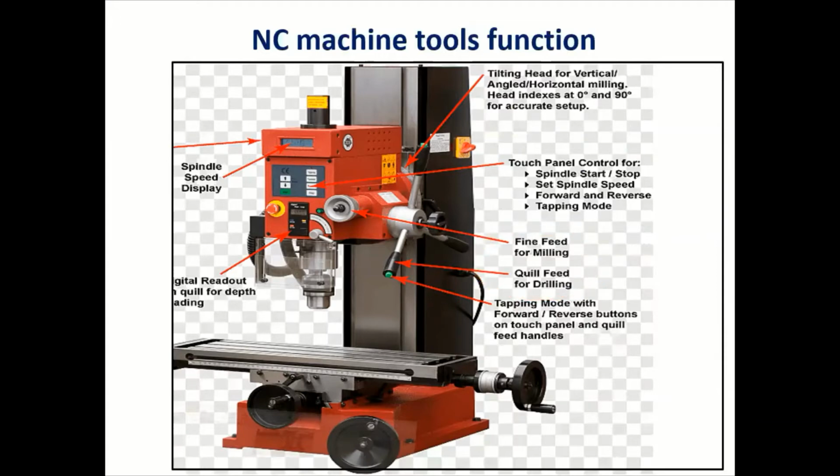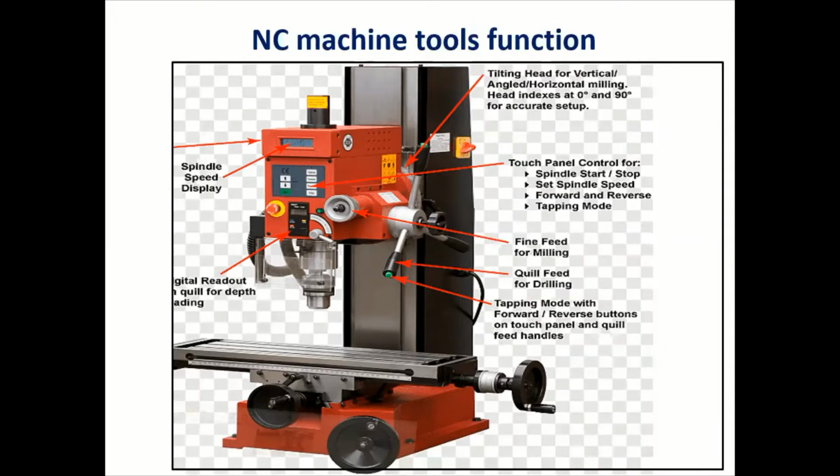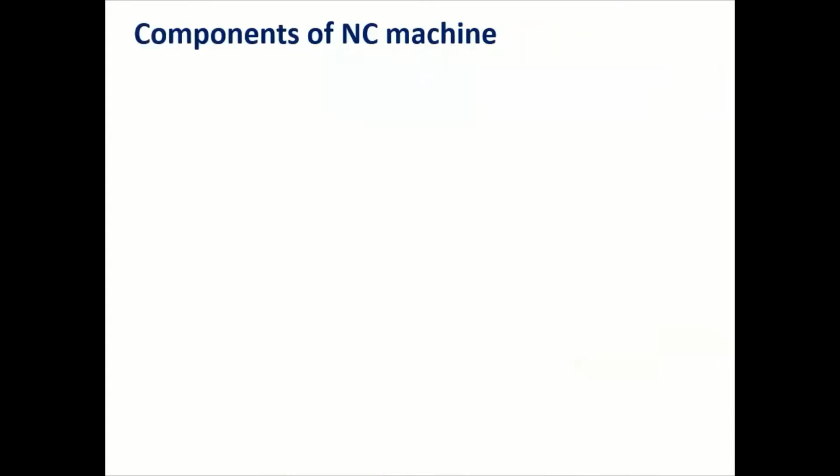Fifth, even changing the tools, but this function is not common in all the NC machines. Then the sixth, we can also change the position of the tool with respect to the workpiece. That is called positioning the tool at the desired location. Next is the components of NC machines.